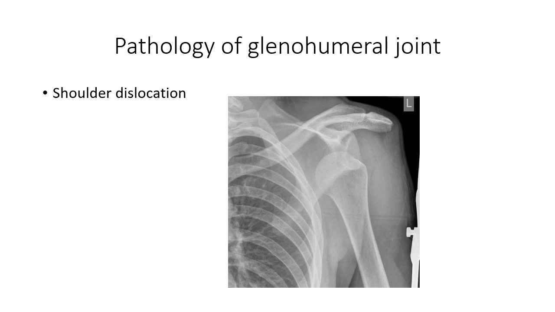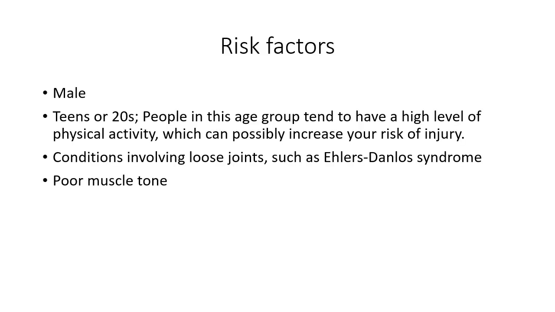In anterior dislocation, the patient will present with pain, tenderness, deformity, and a flat deltoid. The arm is held in slight abduction and external rotation, and there will be squaring of the shoulder. Most anterior dislocations are subcoracoid, meaning the humeral head is in an anterior inferior position. The risk factors are male sex and age around the teens or 20s. People in this age group tend to have a high level of physical activity, which can increase the risk of injury. Conditions involving loose joints, such as Ehlers-Danlos syndrome, and poor muscle tone increase the risk of shoulder dislocation.